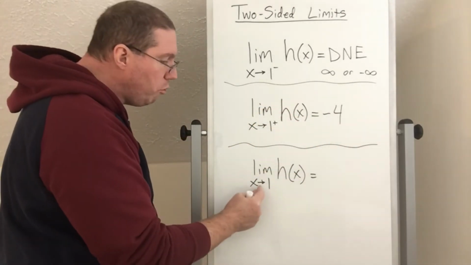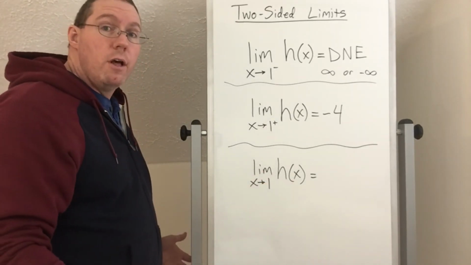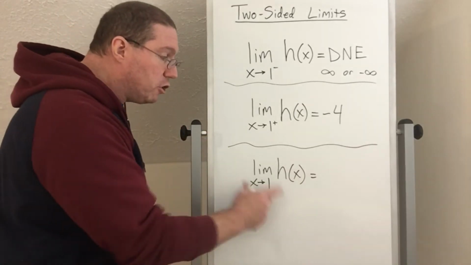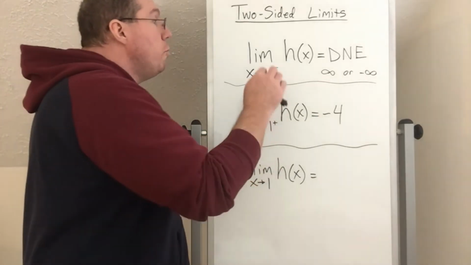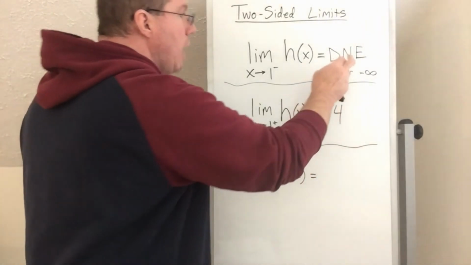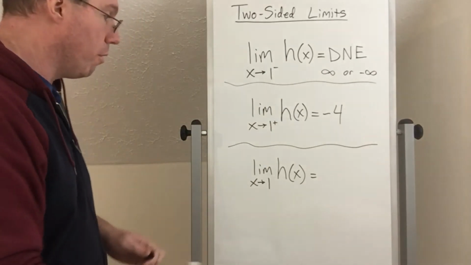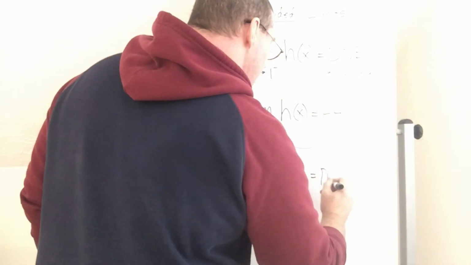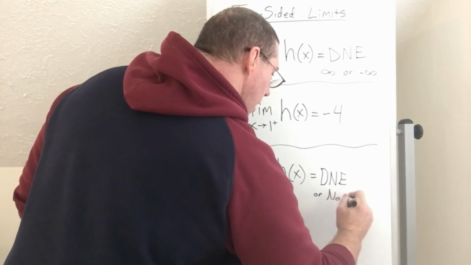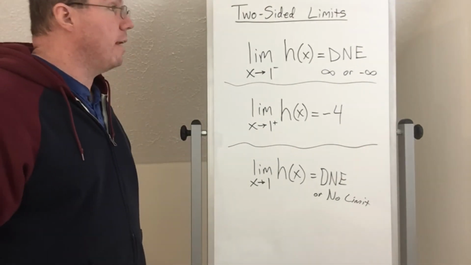So we want to know, well, what is the two-sided limit? What is the limit of h of x as x approaches 1 from both sides? Well, the answer is no limit, or does not exist. And that's because you can't have a two-sided limit unless you have a limit coming from the left and a limit coming from the right. We have a limit from the right, but we do not have a limit from the left. Therefore, we also cannot have a two-sided limit. And therefore, the answer to this is either going to be DNE for does not exist, or we can just simply say no limit, okay? And so that's the basic idea of a two-sided limit.